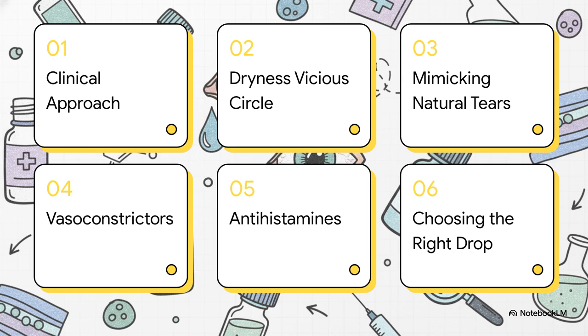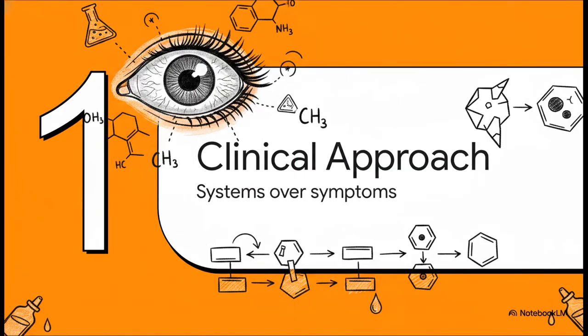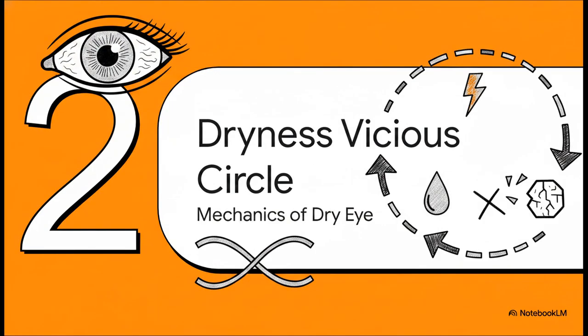Okay, here is the roadmap for our explainer. We'll start with a hands-on clinical approach, dive right into the vicious circle of dryness, and look at mimicking natural tears. From there, we'll cover vasoconstrictors, a palliative Band-Aid, then antihistamines, blocking the itch, and finally, choosing the right drop. Section 1, a hands-on clinical approach. Systems, not just symptoms. Section 2, the vicious circle of dryness, the mechanics of dry eye disease.